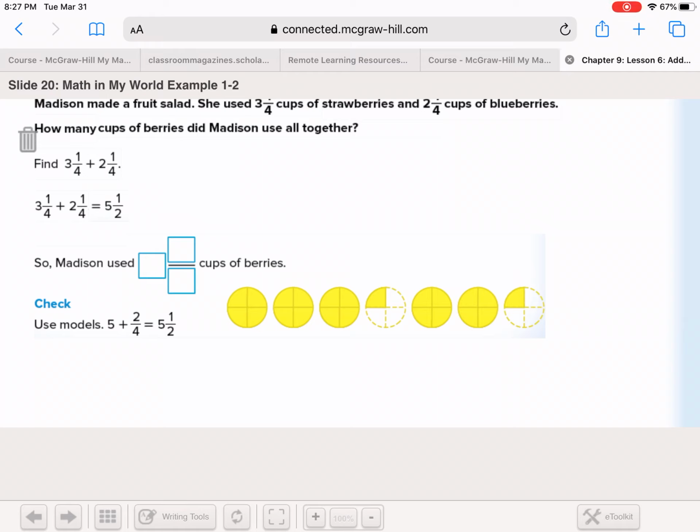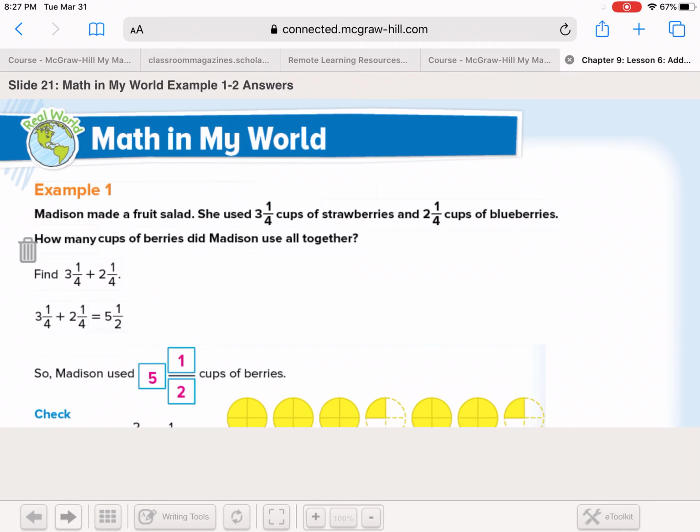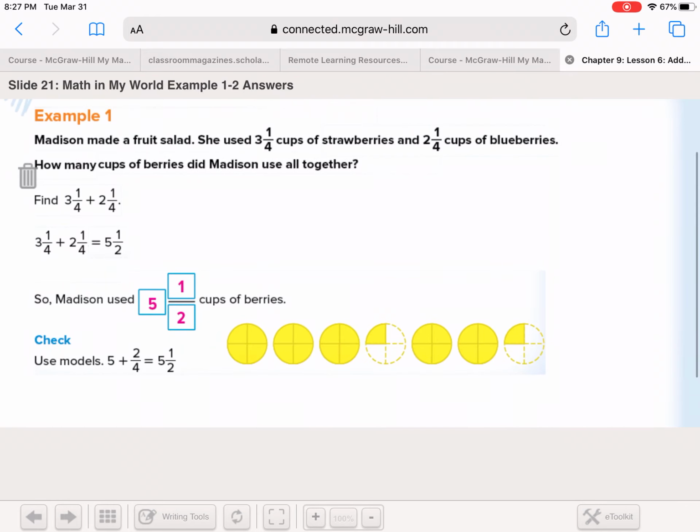Now they did a model here. That model is a great thing. I love that it shows you exactly what you're doing. Look at the model, take it all in, and Madison used 5.5 cups of berries. End of story. She made a fruit salad. She used 3 and 1/4 plus 2 and 1/4. How many cups of berries? 5.5 or 5 and 2/4.